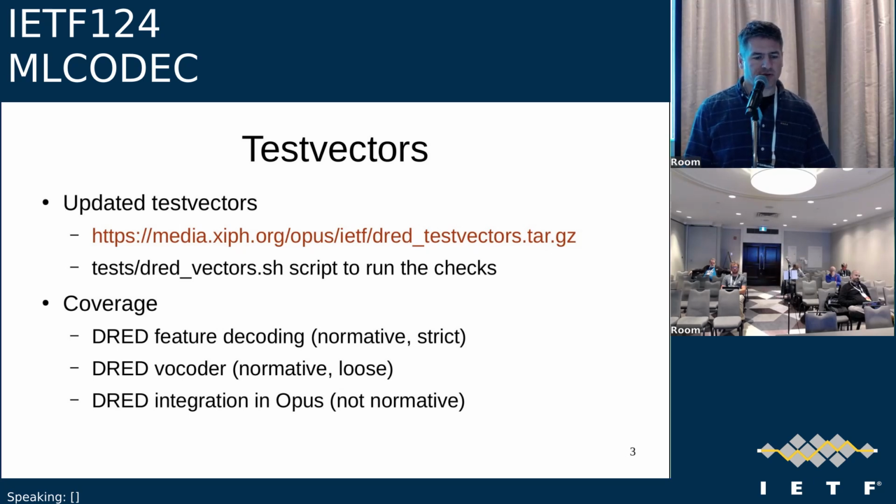The second one is for the vocoder that goes with Dread. That one is meant to be replaced by better vocoders in the future. So it's still normative, but the test is designed to be quite loose, so that any vocoder where the output vaguely resembles speech should pass. And there are also test vectors for the whole integration within Opus. Those are not normative because we expect things to change quite a bit, but they're there just to make sure that implementations are at least vaguely correct in terms of time alignment and so on.